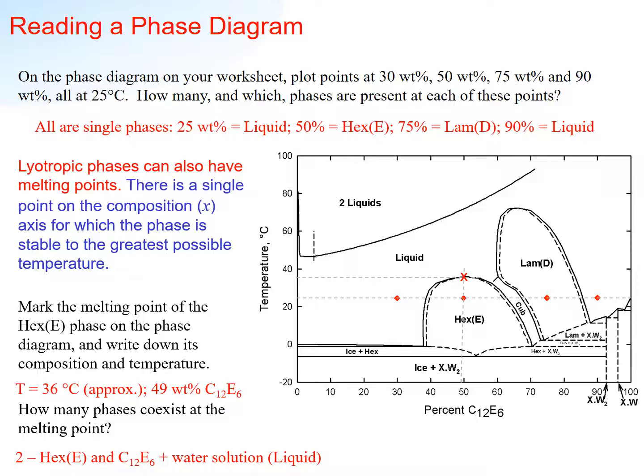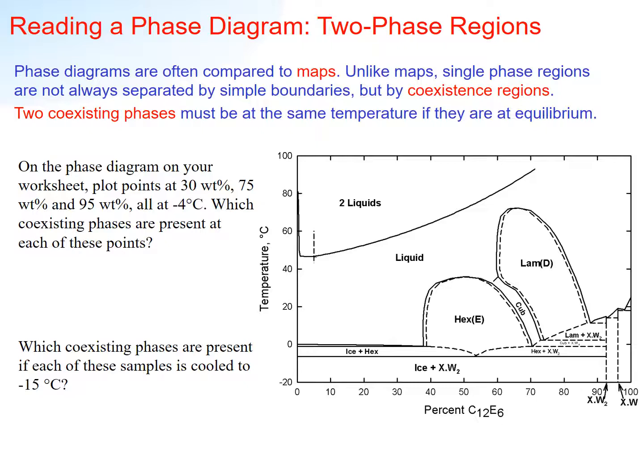The lamellar phase also has a unique melting point, so does the cubic phase, but that one's difficult to see on this phase diagram. Now, phase diagrams are often compared to maps, but there's an important difference between a map, like a map of the world showing boundaries between countries or states, and a phase diagram. Phases can be separated by coexistence regions, and those coexistence regions may not have the same composition.